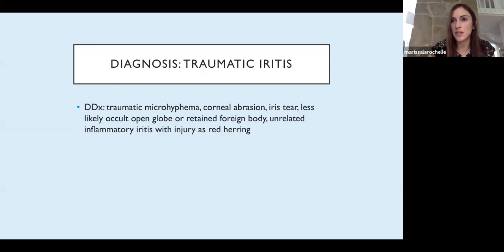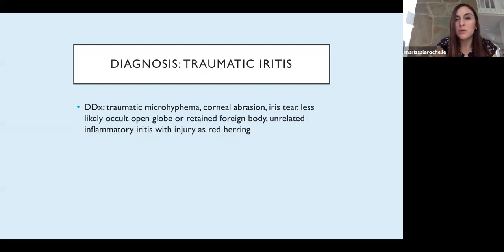So what's her differential diagnosis? She said she was hit with a soccer ball about 3 days ago. Traumatic iritis would definitely be top of the differential. Other things to think about: are those actually red blood cells or pigment? Is this a traumatic microhyphema? Of course, look for other signs of trauma, corneal abrasions, iris involvement, less likely an occult open globe or retained foreign body with that good vision.